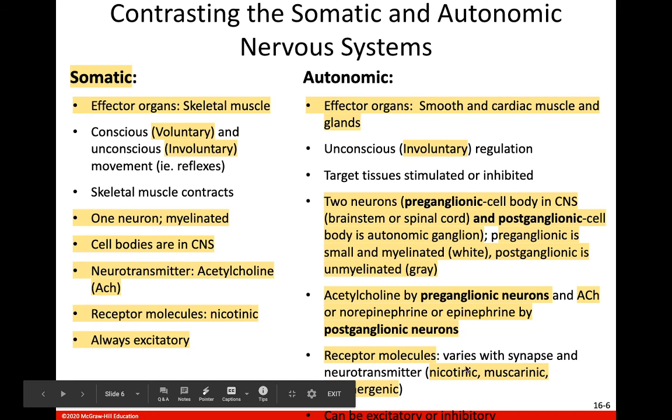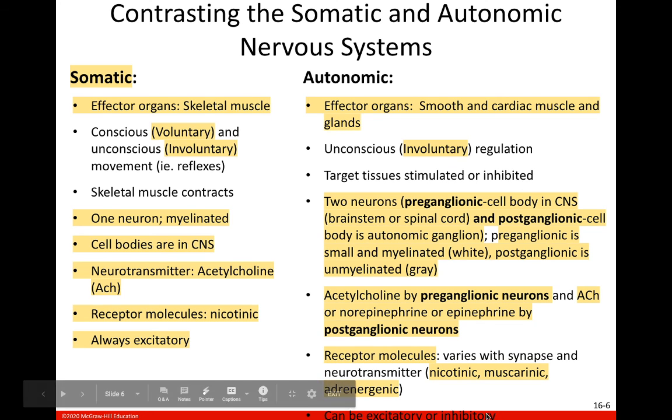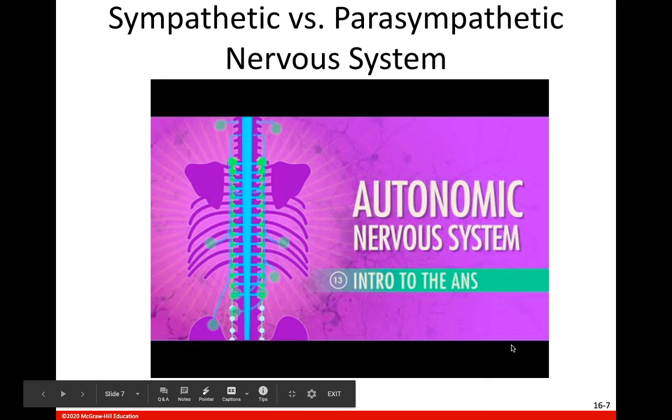And then again, you can't really see it down here very well because it's almost cut off. But as we said, it can be excitatory or inhibitory. So as we said up here, the target tissues, the smooth muscle, cardiac muscle, or glands can be stimulated or inhibited. So it can be excitatory or inhibitory.